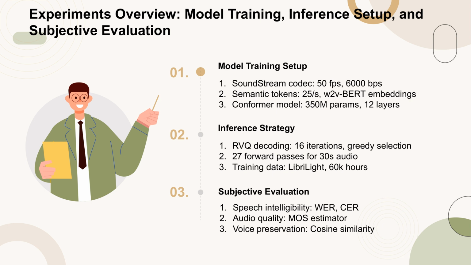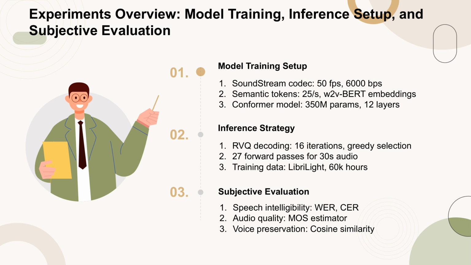In the experiments, the model training setup involves using a SoundStream codec that operates at 50 frames per second and a bit rate of 6000 bps. Semantic tokens from W2V-BERT embeddings are used for conditioning. The model architecture is a Conformer with 350 million parameters and 12 layers. During inference, the RVQ decoding strategy includes 16 iterations for the first level and greedy selection for subsequent levels, requiring 27 forward passes to generate 30 seconds of audio. The model is trained on LibriLight, which contains 60,000 hours of speech data.